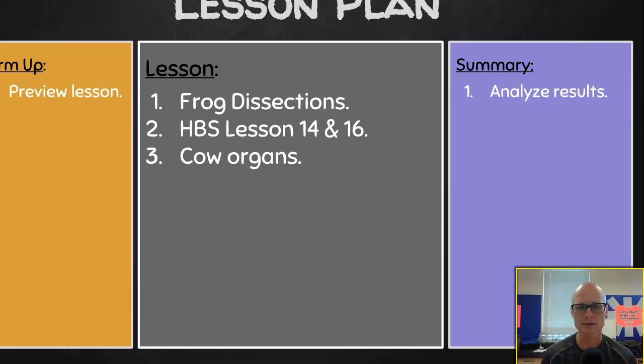There are frog dissections on one part of the room. There are cow organs in the back of the room, and there are model lessons for circulatory system at the tables. And you can pick and choose, spread your time between any or all of them as you see fit. So just follow your interests and enjoy the opportunity.